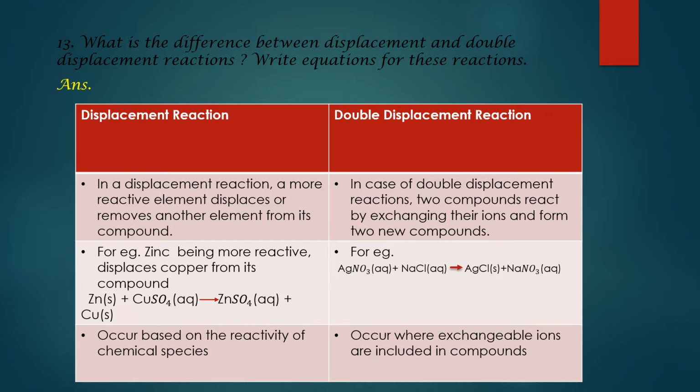Now, double displacement reaction. In case of double displacement reactions, two compounds react by exchanging their ions and form two new compounds. You can see the examples. Double displacement reaction takes place where exchangeable ions are included in compounds.